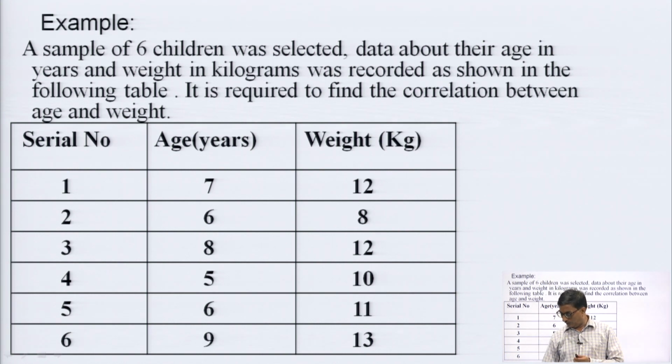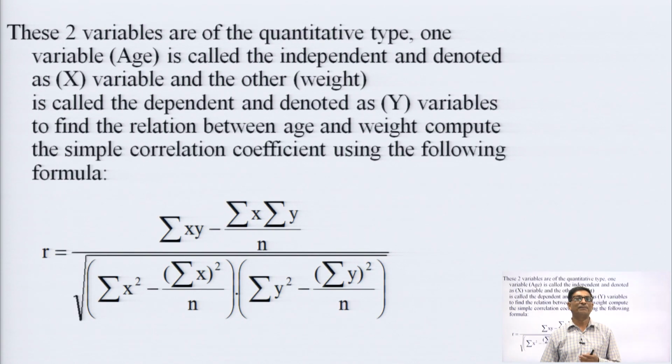First of all, we should know which variable is independent and which variable is dependent. Here we know weight depends upon age. So, age is x, the independent variable, and we take weight as y, the dependent variable, and we use this formula. So, how do we find the correlation?